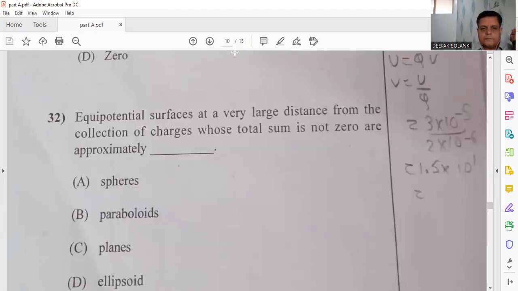Equipotential surfaces at a very large distance from a collection of charges whose total sum is not zero are approximately, according to me, plane. Because if this is a bunch of charge at a very large distance, the spherical surface is also locally plane, and if this is not true then plane equipotential surfaces are not possible, so the answer should be plane.